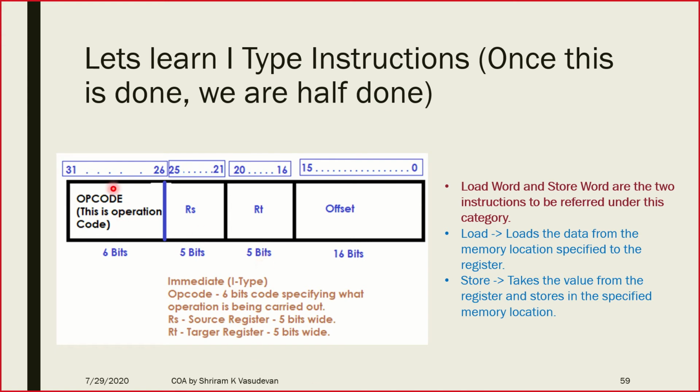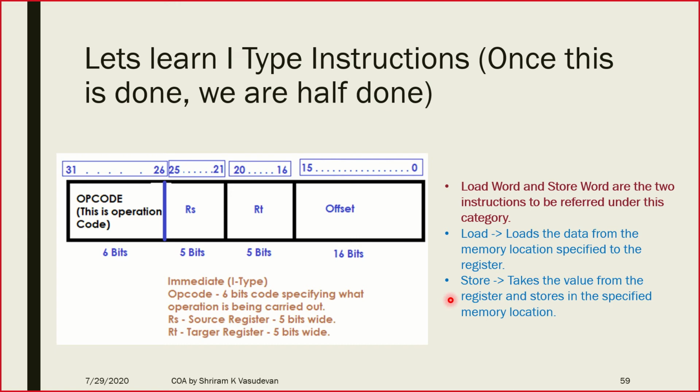Now we have the opcode, where the 6-bit operation code is given. RS is the field where 5 bits are given, representing which register. Similarly, the RT register is represented here, and we have the offset, which is bits 0 to 15, nothing but 16 bits.